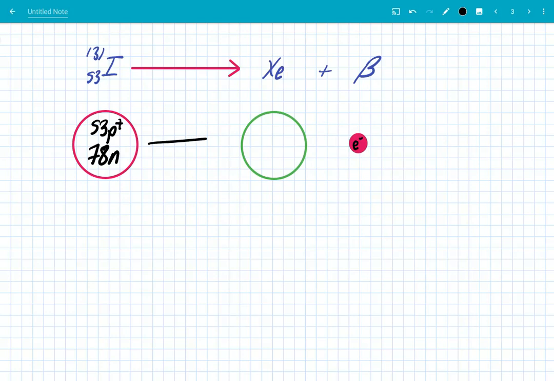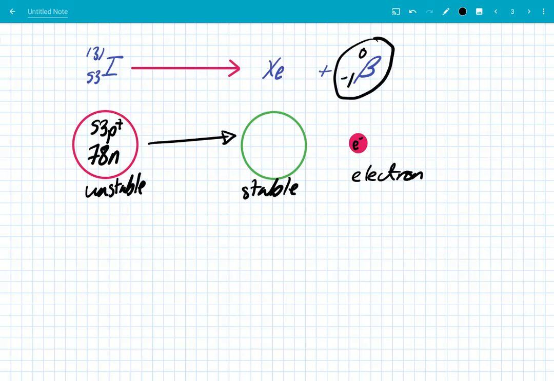This decays from an unstable nucleus into a more stable nucleus. And it kicks off a beta particle, which we know is just an electron. An electron has a mass of 0 and a charge of -1. So the symbol for a beta particle is this, and this will enable us to solve any of these decay problems with beta decay.